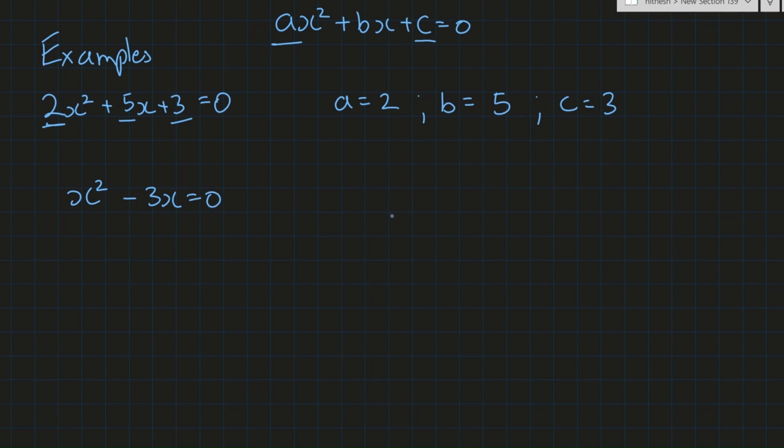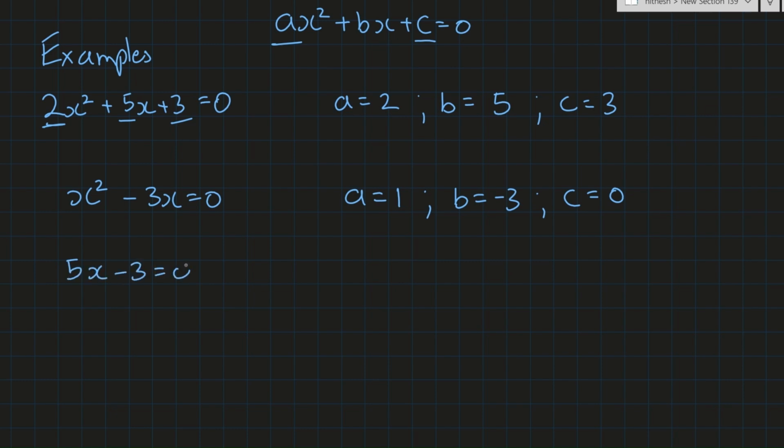Let's take another example. x square minus 3x is equal to 0. So the coefficient of x square becomes 1, that is a is equal to 1, and b is equal to minus 3. Over here, we don't have the value of c, so we consider c as equal to 0.